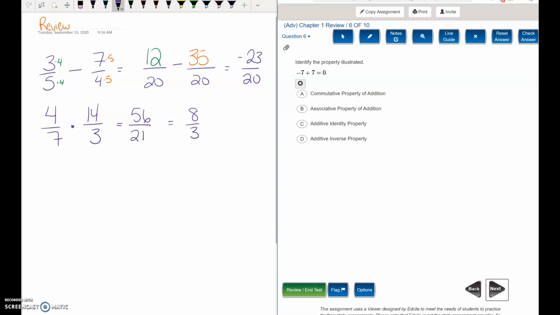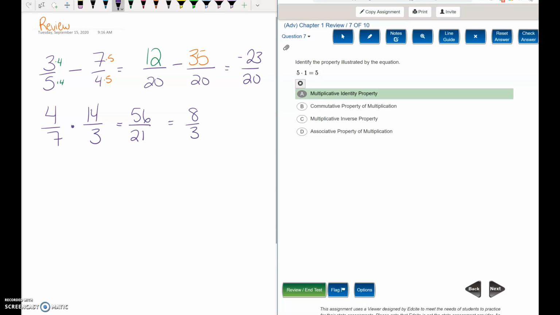Identify the property. We're adding the opposite. That is an inverse. So additive inverse property. 5 times 1 is 5. That is not changing the value of the number. So that's an identity property. Multiplicative identity.